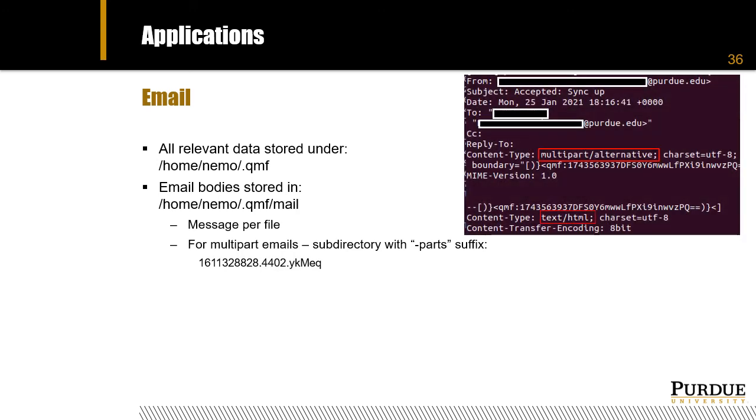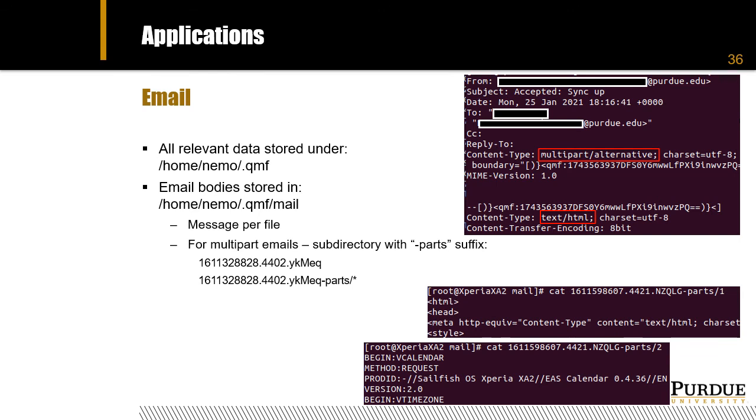In this particular example, we can see this message has multiple parts. We can see the content type there, and then this message will have a subdirectory with the same message name -parts created, and within that directory you will see the different parts of that MIME message.